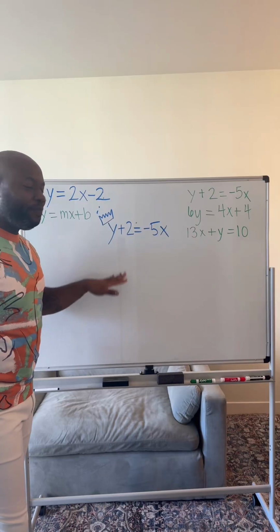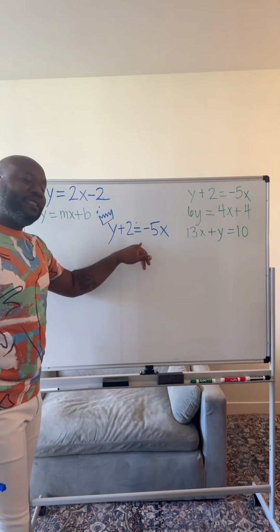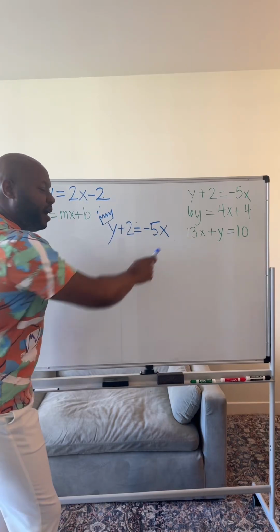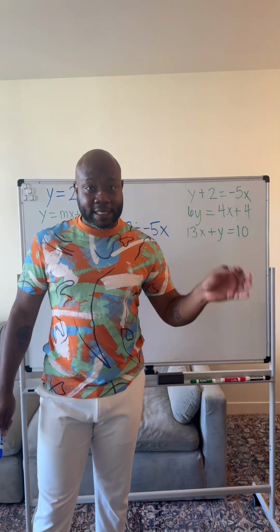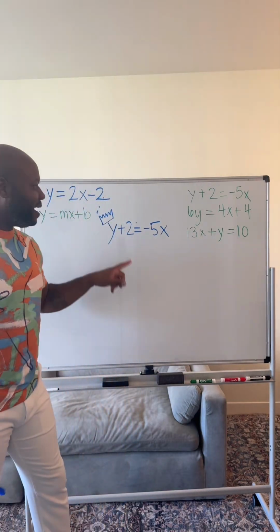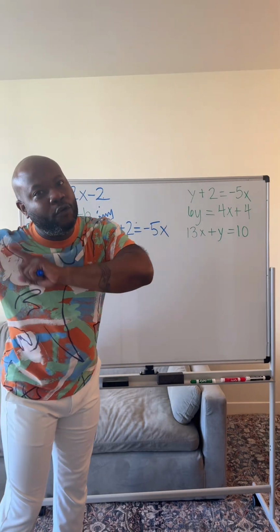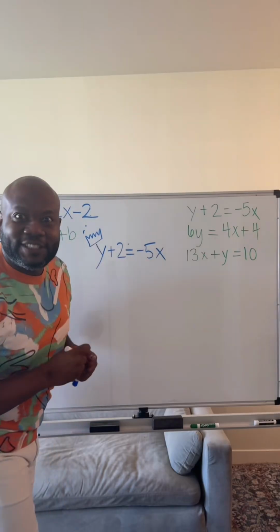Well, we see that y plus 2 is equal to negative 5x. I want this 2 over there. 2 is being added to Missy, or 2 is being added to y. We need to do the inverse and subtract 2 so we can move 2 to the other room. Let's do it.